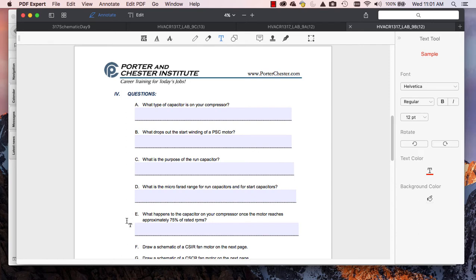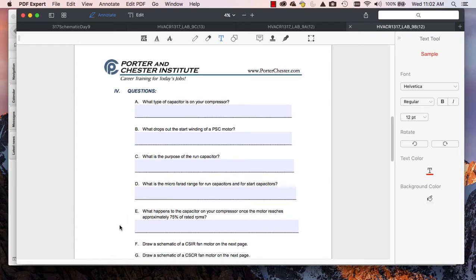What happens to the capacitor on your compressor once the motor reaches approximately 75 or 90% of the rated RPMs? The start capacitor drops out. The run capacitor stays in the circuit. Okay, so anytime you have a start capacitor, you also have a starting relay, some sort of relay or start component that will take that capacitor out of the circuit.